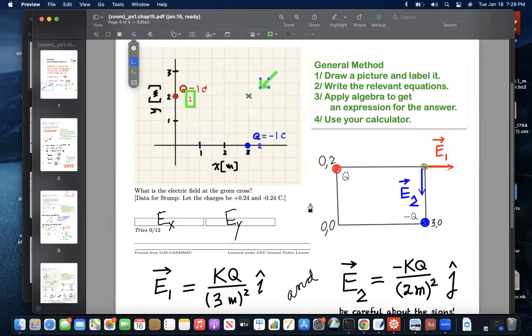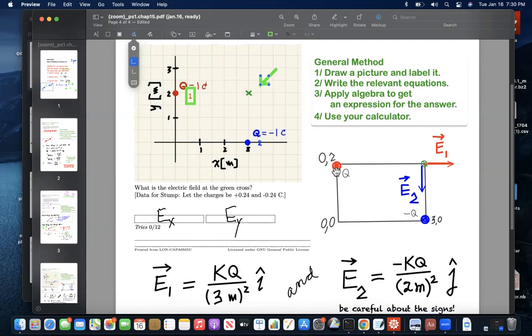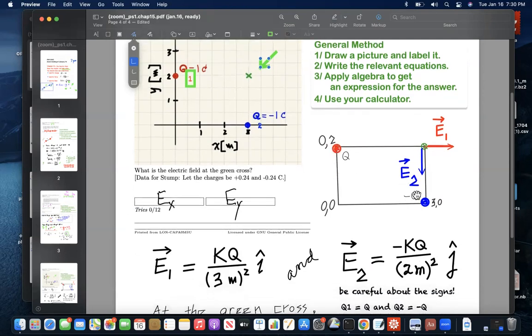This corner down here is at the origin 0, 0. This point here is at 3 meters on the x-axis, so its coordinate is 3, 0. This position, the coordinate is 0, 2. And this has a charge Q, 1 coulomb. This has a charge minus Q. So I'll make this one red to stand for a positive charge. I'll make this one blue to stand for a negative charge.